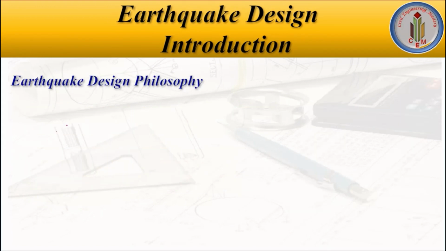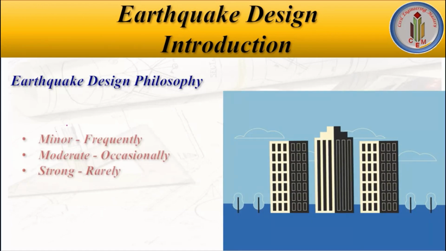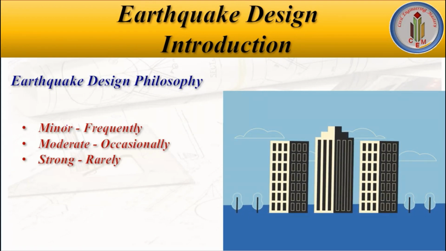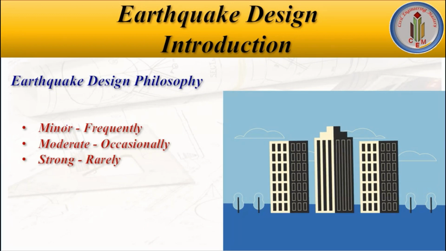Next, let's see about earthquake design philosophy. First one is minor, which occurs frequently. Second one is moderate, which occurs occasionally. Third one is strong, which occurs rarely. So let me explain you briefly about this design philosophy. It will be very interesting to know. I hope you all are excited to know about this earthquake design philosophy. Let's see now.